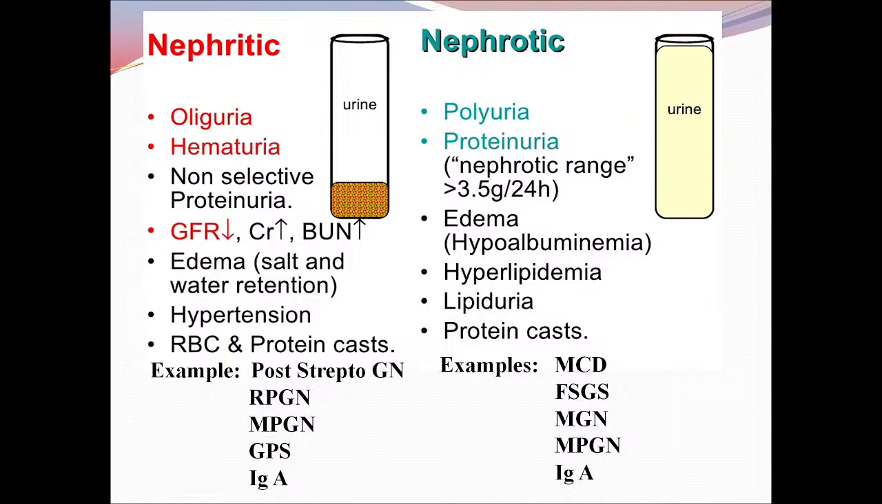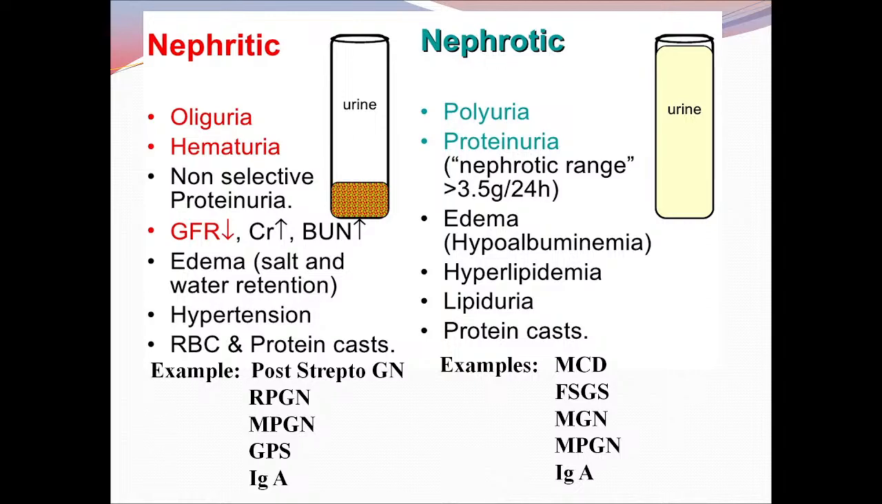Okay. And in nephritic syndrome, the urine output will be reduced, oliguria. Then there may be an element of hematuria, and proteinuria may be there, but it is not massive proteinuria, just 1 plus or 2 plus. If you do the GFR, that will be reduced, creatinine increased and blood urea nitrogen increased, and there may be associated hypertension.